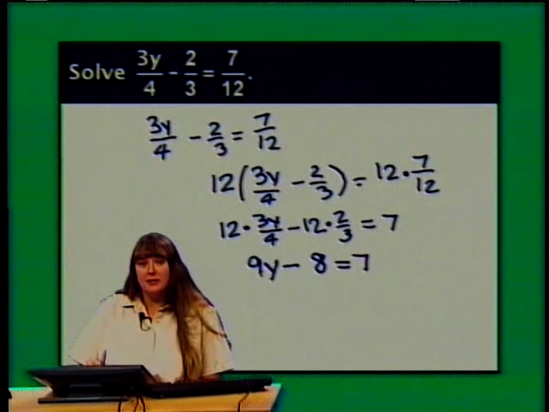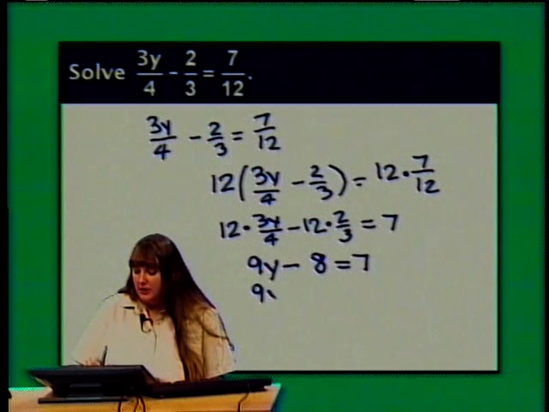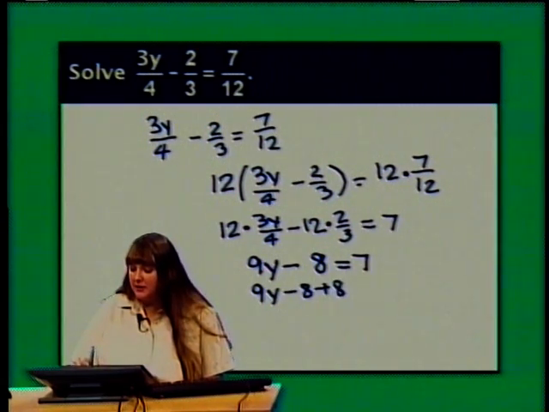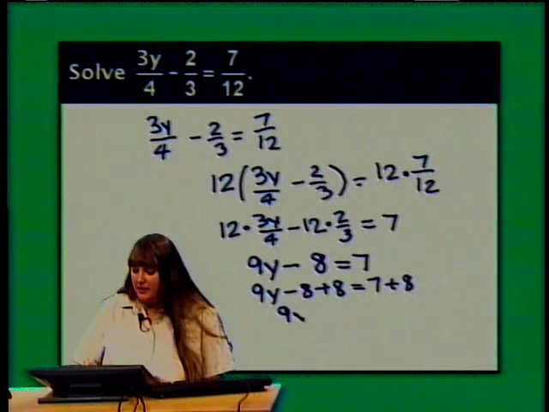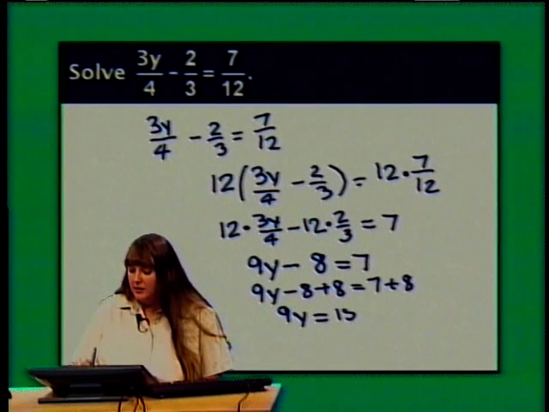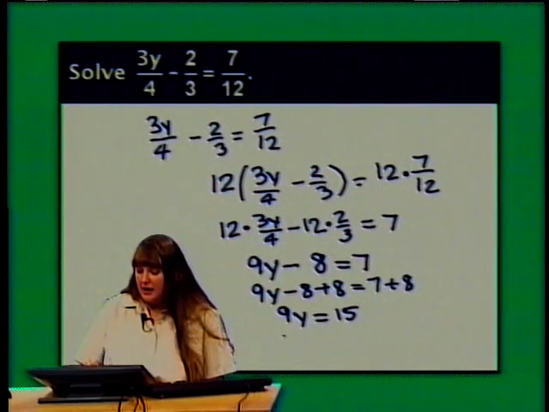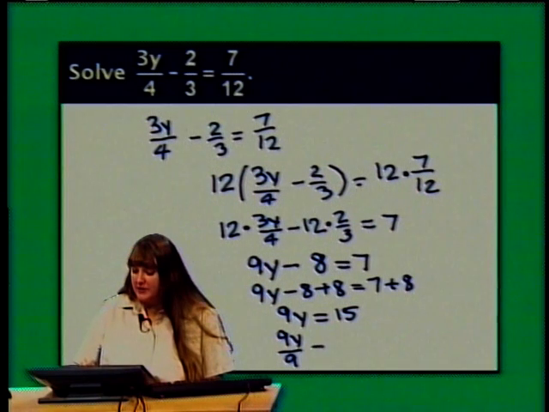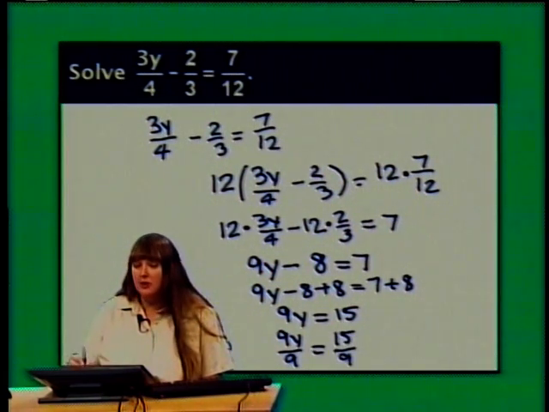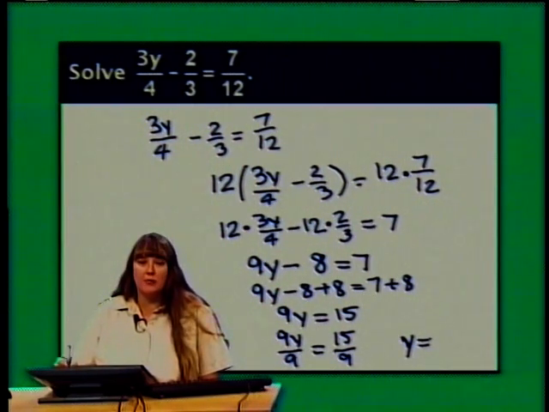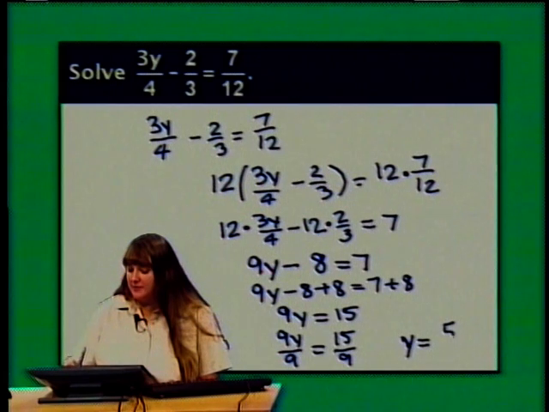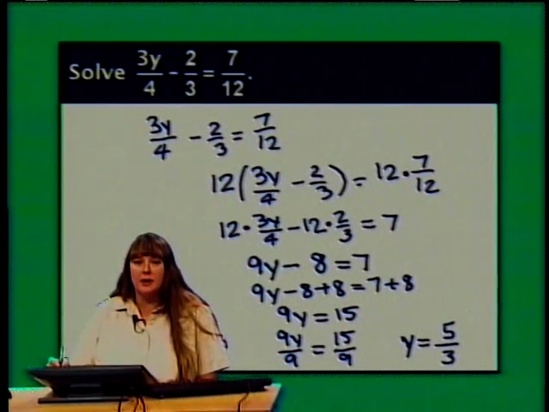I want to isolate 9y on the left-hand side, which I can do by adding 8 to both sides of this equation. So 9y minus 8 plus 8 equals 7 plus 8. Simplifying, I have 9y equals 15. And I can isolate y by dividing both sides of this equation by 9. So I have y equals 15/9, but I can reduce that. 3 goes into 15 5 times, 3 goes into 9 3 times. So this reduces to y equals 5/3.